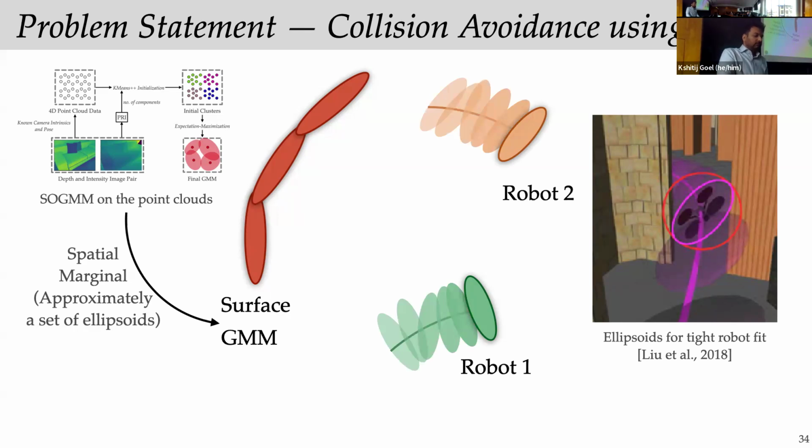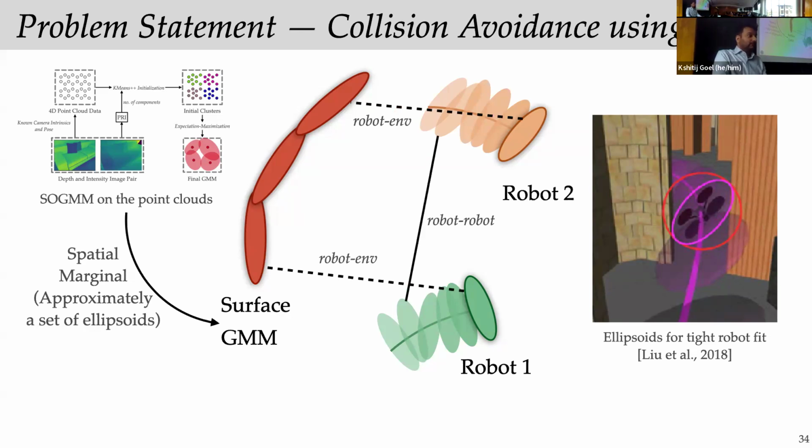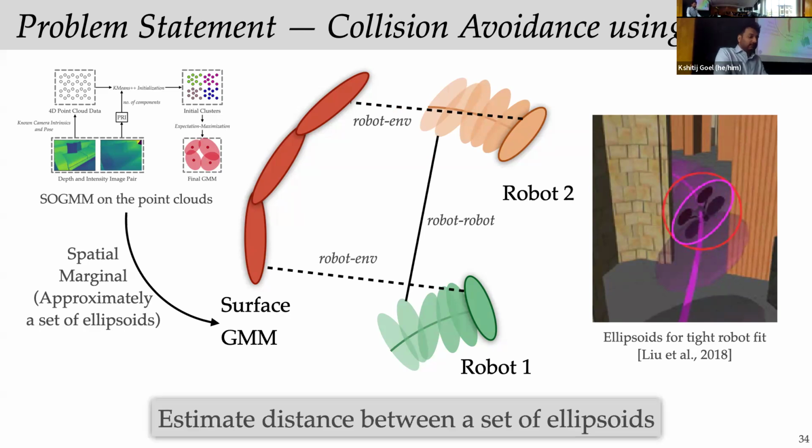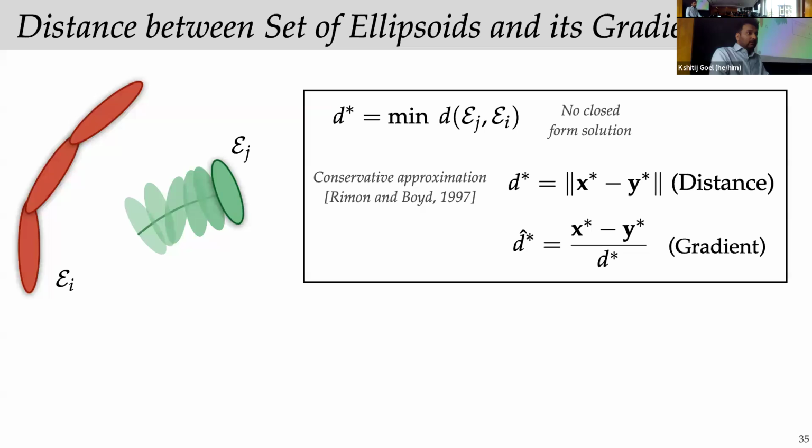Consequently, the future states of robots are also considered to be a set of ellipsoids. To avoid collisions between the robots and the environment, we have to find the collision risk between a set of ellipsoids. And to avoid collisions between robots, we have to find, again, the distance between a set of ellipsoids. So realistically, this problem boils down to getting distance estimates between a set of ellipsoids. And then we can solve both problems, getting collision avoidance between robot and environment and collision avoidance between robots and robots.